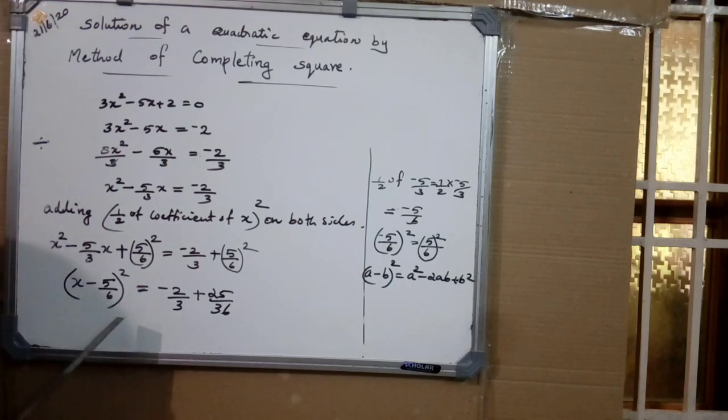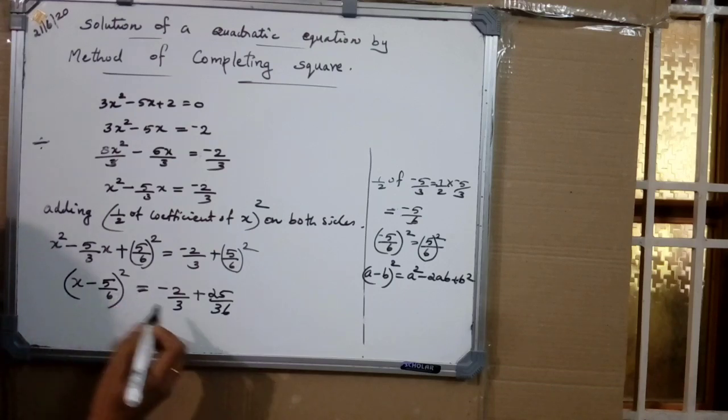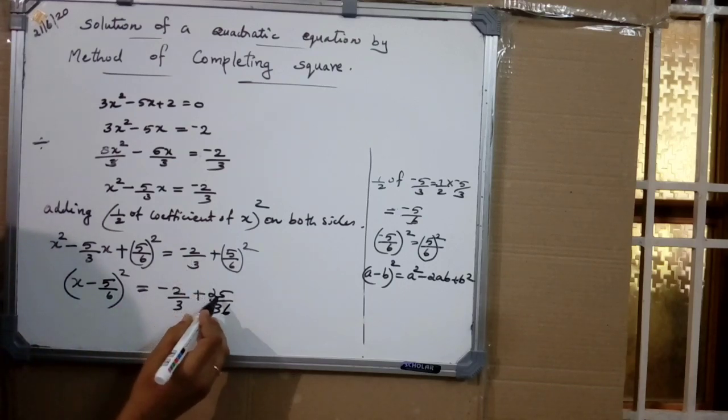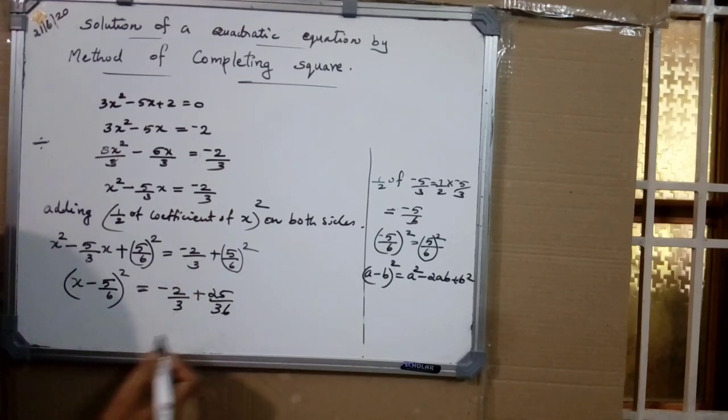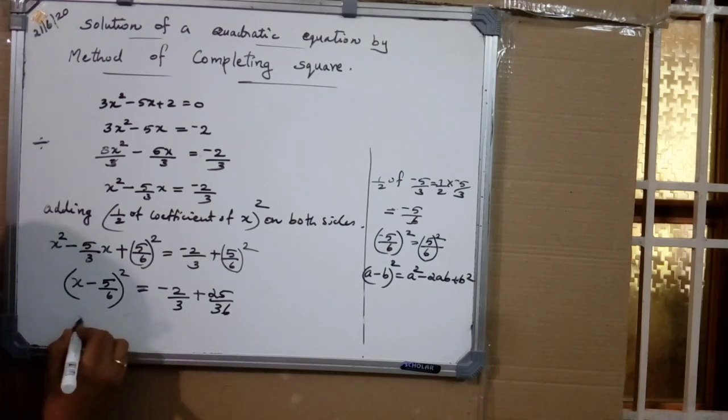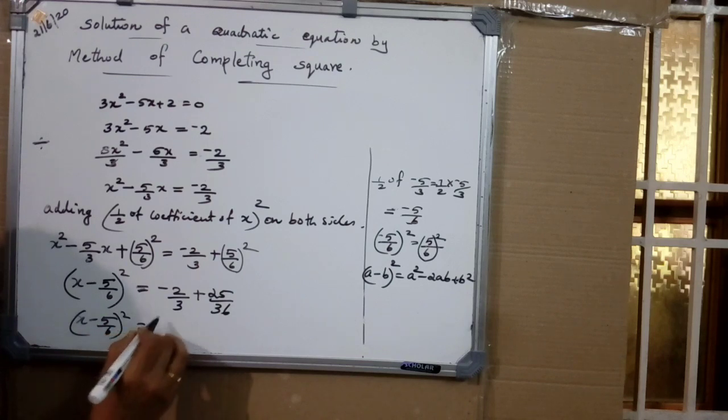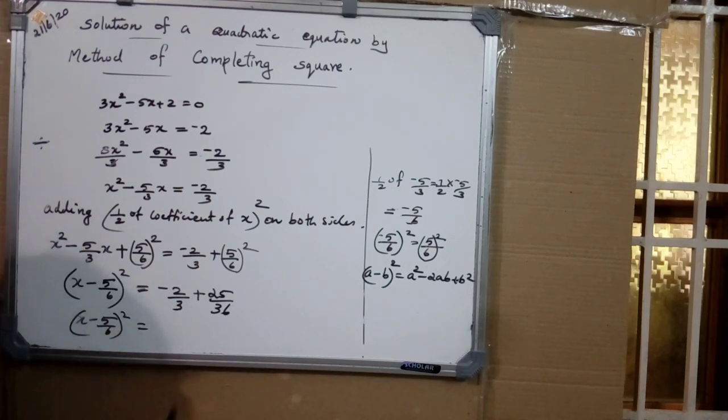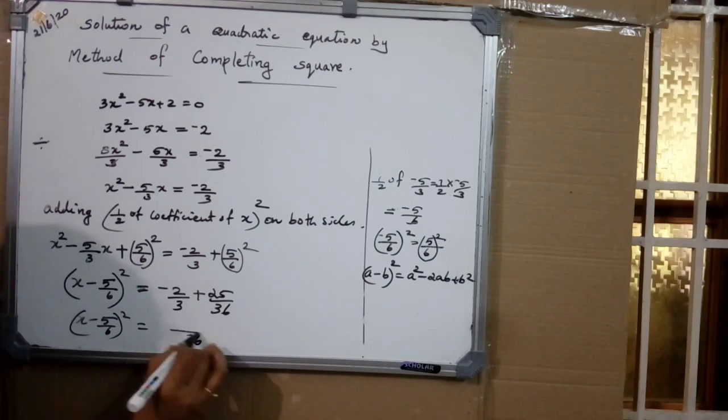Now you can get in the standard form, that is (a minus b) the whole square. So (a minus b) whole square is minus 2 by 3 plus 25 by 36. Now we simplify the right hand side. We have (x minus 5 by 6) the whole square is equal to, when you simplify, take the common denominator as 36, or LCM of 3 and 36.